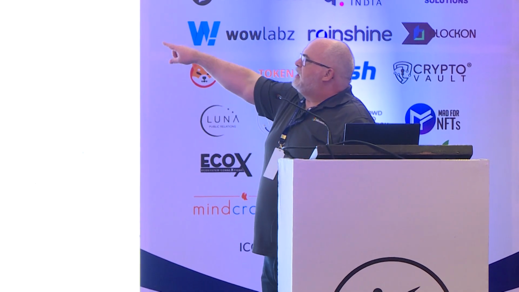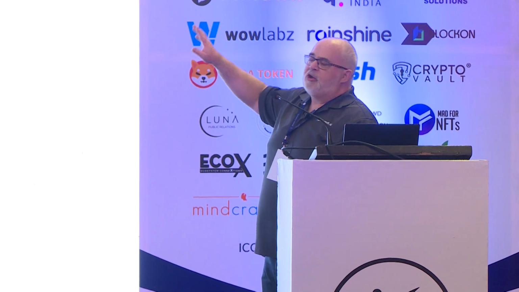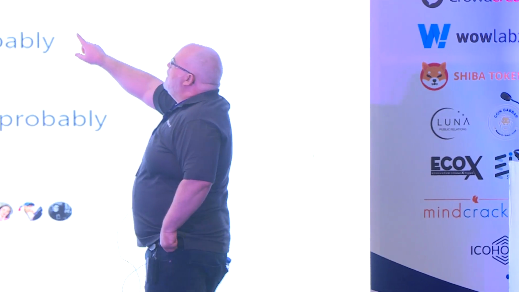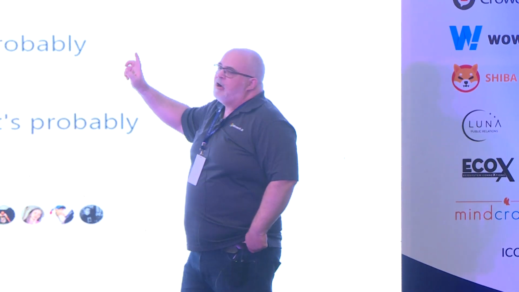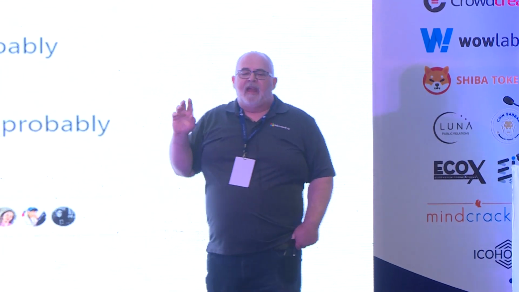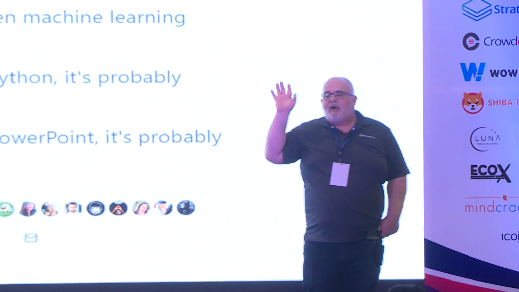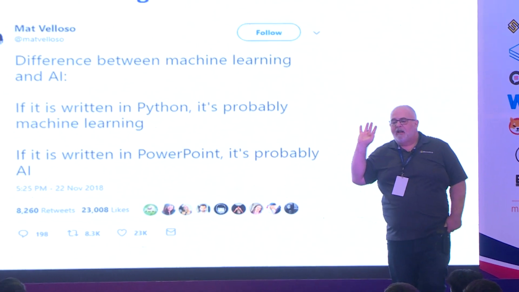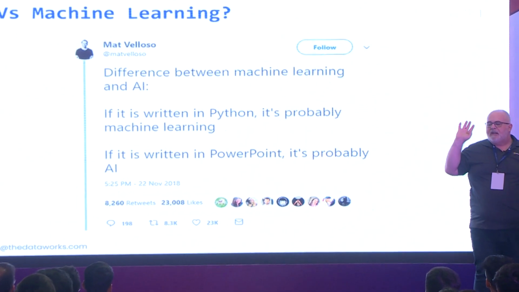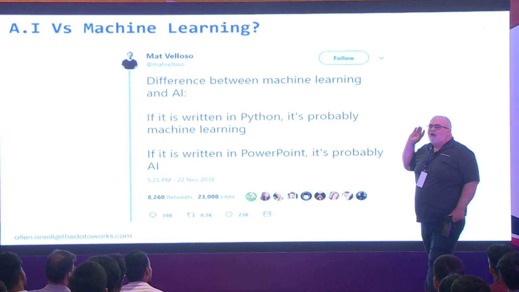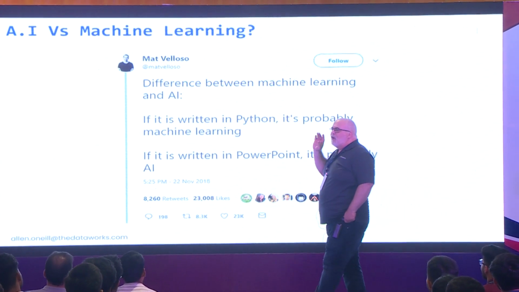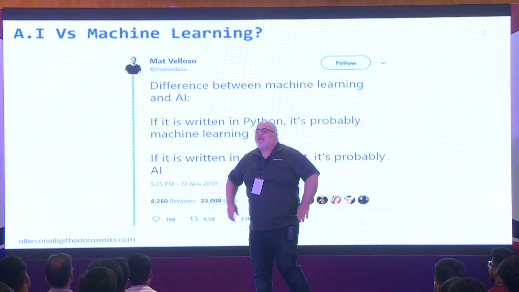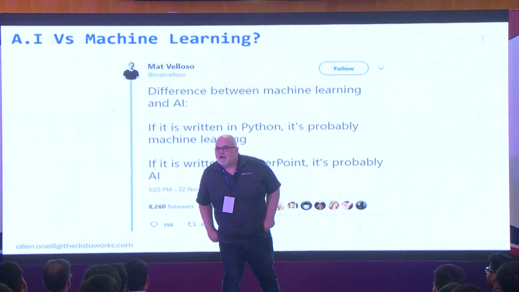So this is the thing about AI versus machine learning. This guy did a tweet, and he says, what's the difference between machine learning and AI? And the answer is, if it is written in Python, it's machine learning. If it is written in PowerPoint, it's AI. In other words, when you hear somebody talking about, ooh, AI, guess what? They're a salesperson.